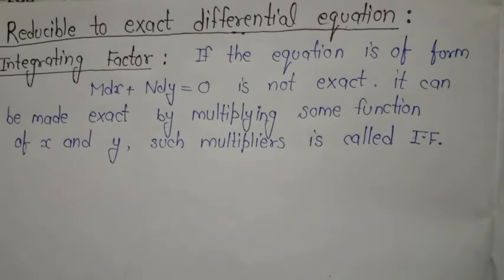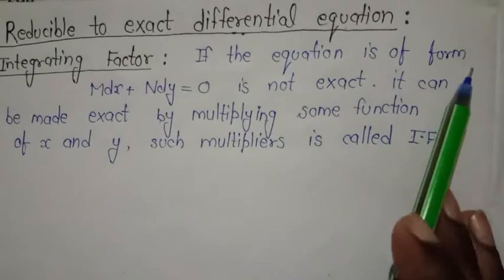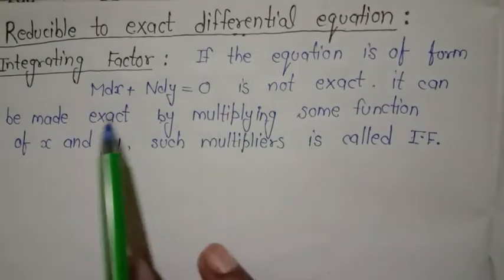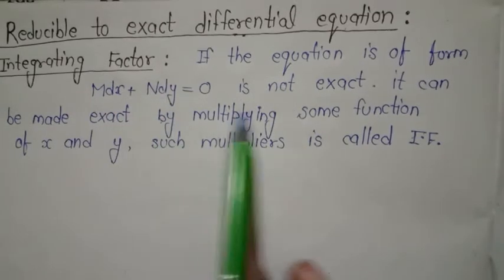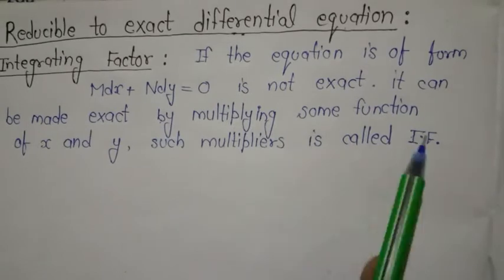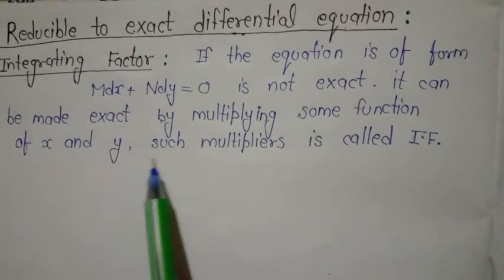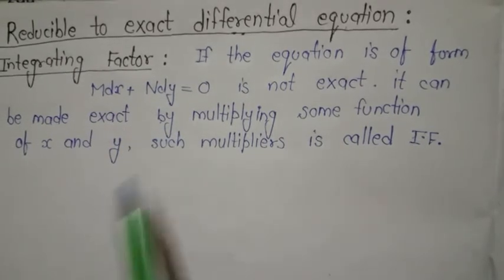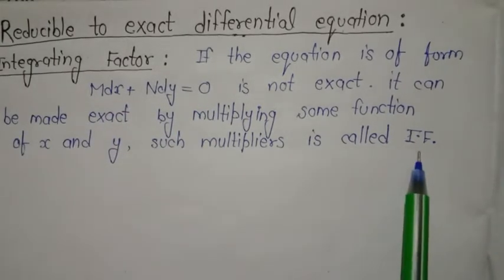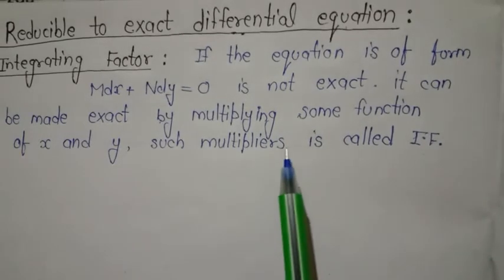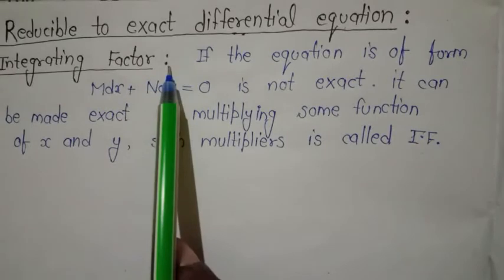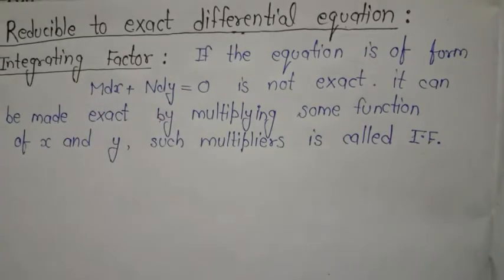So the definition is the same: the equation is of the form M dx plus N dy equals 0, but it is not exact. In some cases the equations are given in this form but they are not exact. In that case we can make them exact by multiplying by some function of x and y. Those multipliers are called integrating factors. Today we will discuss some rules to solve a differential equation by multiplying by an integrating factor to make it exact.